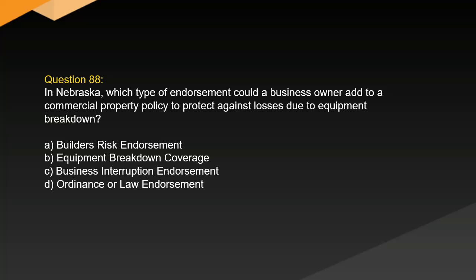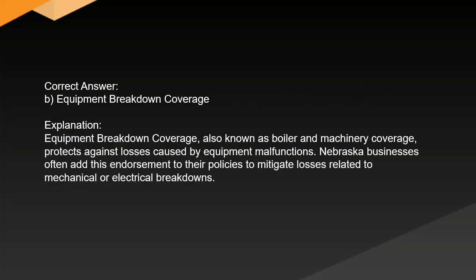Question 88. In Nebraska, which type of endorsement could a business owner add to a commercial property policy to protect against losses due to equipment breakdown? A. Builder's risk endorsement. B. Equipment breakdown coverage. C. Business interruption endorsement. D. Ordinance or law endorsement. Correct answer: B. Equipment breakdown coverage. Explanation: Equipment breakdown coverage, also known as boiler and machinery coverage, protects against losses caused by equipment malfunctions. Nebraska businesses often add this endorsement to their policies to mitigate losses related to mechanical or electrical breakdowns.